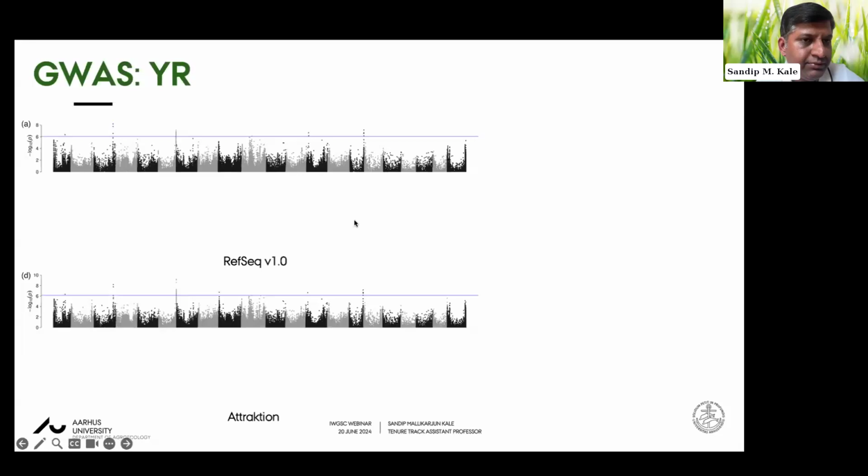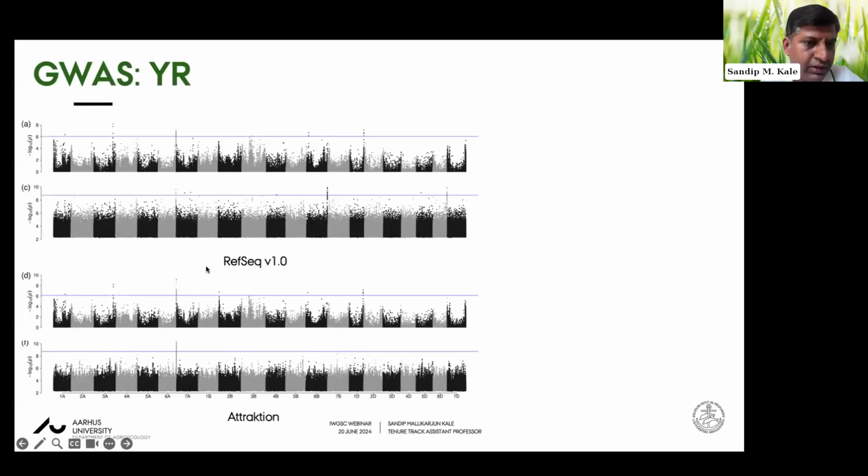Then we used the phenotyping data for yellow rust and leaf rust to perform genome-wide association analysis. We performed GWAS using both reference-based and reference-free approaches. Here I'm showing the reference-based approach. In the first plot, the SNPs were identified by mapping reads against Chinese Spring, while in the bottom part, the SNPs were identified by mapping reads against Attraction. This is the result for yellow rust. You can see the strong peak on 6A, but there were also peaks on other chromosomes.